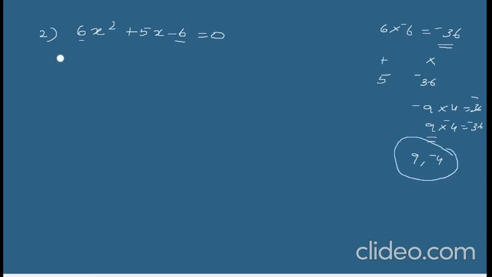Now let us split the middle term. So this implies 6x square, and 5x can be written as 9x plus negative 4x, minus 6 is equal to 0. Look here: 6x square as it is, plus 5x written as 9x plus negative 4x, minus 6 is equal to 0. Now let us consider the first and second together, and the third and fourth together.